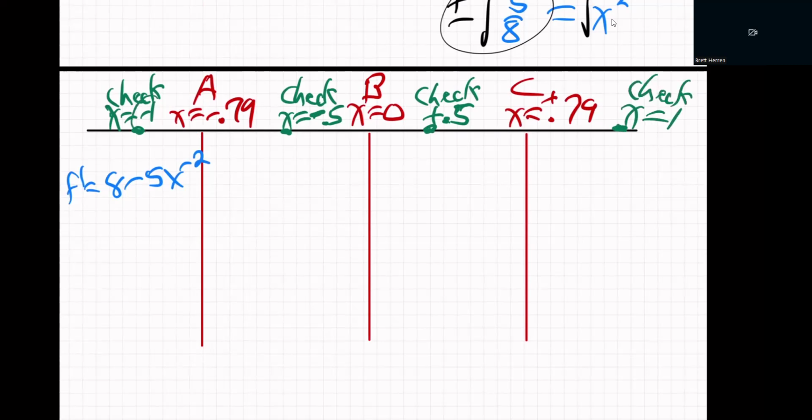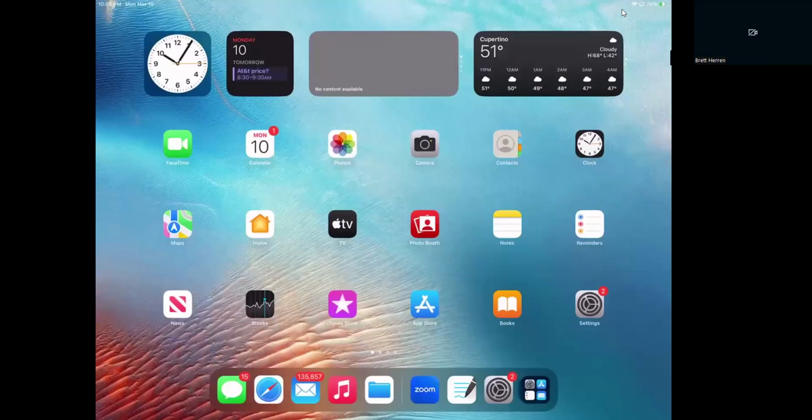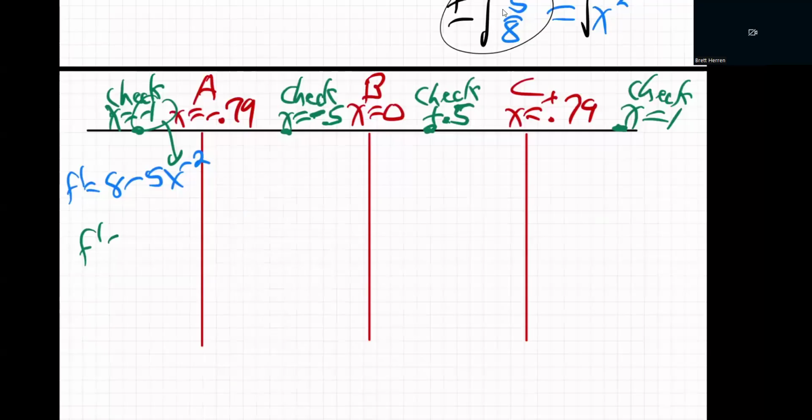So I'm going to grab -1 and plug it into that function. I've got that already on Desmos. Put in the -1, got 3. Here it is. So f prime is +3. That means the function's going up, isn't it? Increasing.